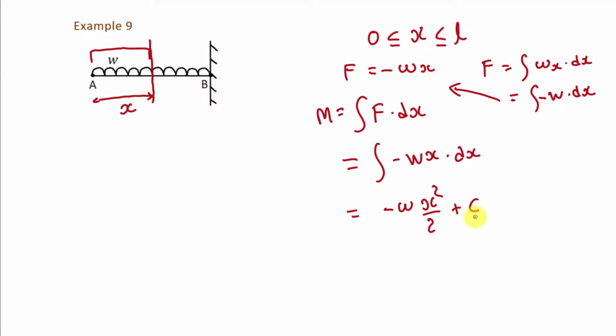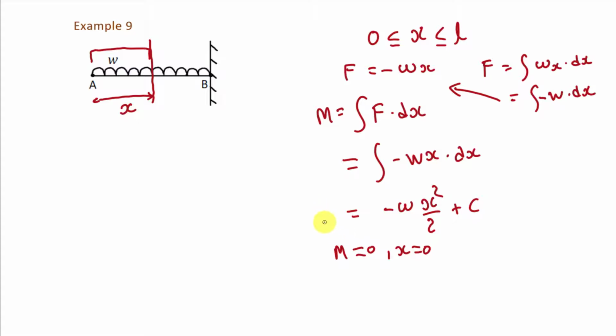Now we have to find out value of constant C. For that we will put boundary condition. If you remember, I told you that if at the free end, there is no any bending moment applied like this, then value of bending moment will be 0 at that point. So value of bending moment M will be 0 at x is equal to 0, right?